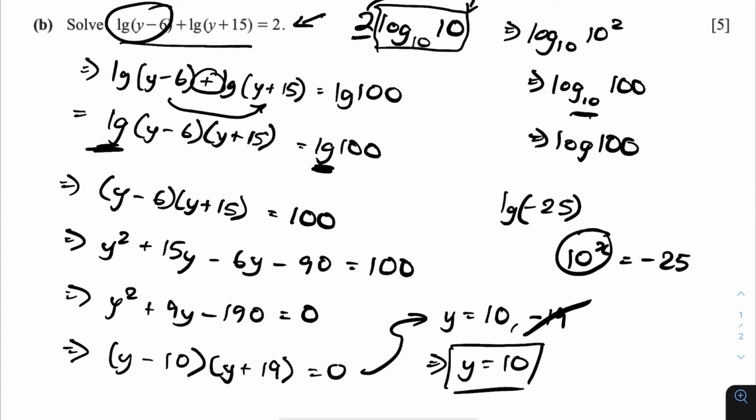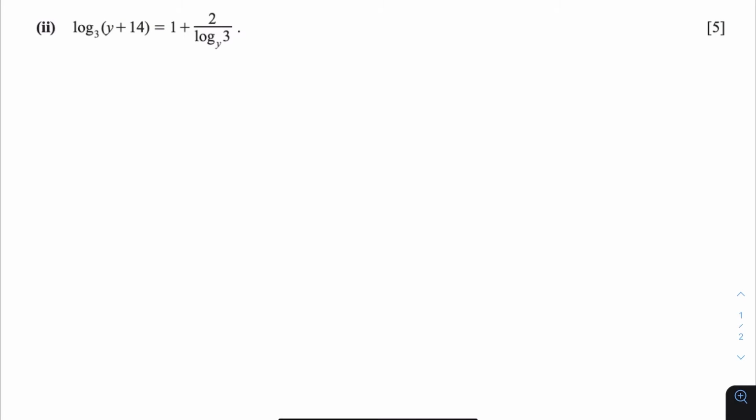That's why whenever you get a negative answer and then you have it in logarithms, check to see if any of the logarithms, when the value is inputted, actually makes a negative number, because then it's wrong. But in this case, it's y equals 10, which is the only correct answer. Okay, so let's move on to the next problem.